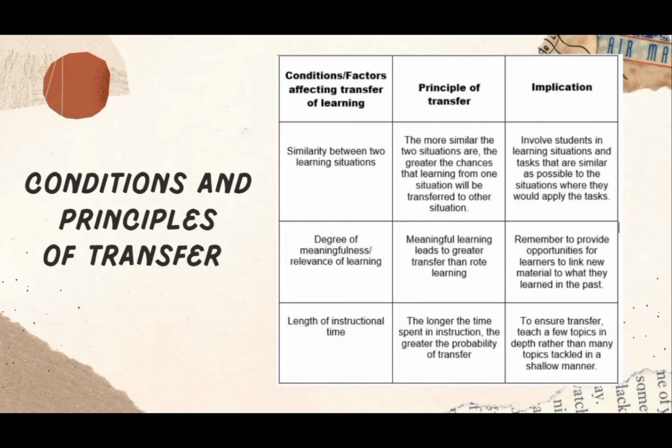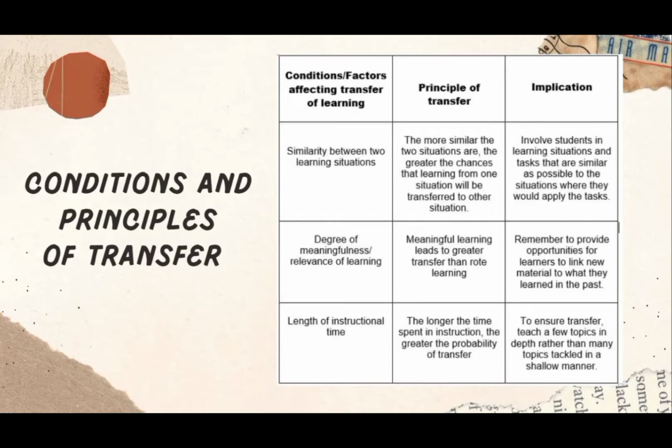So the first of the condition factors affecting transfer of learning is similarity between two learning situations. Next is degree of meaningfulness, relevance of learning. Third is length of instructional time. The first principle of transfer is the more similar the two situations are, the greater the chances that learning from one situation will be transferred to the other situation. Next, meaningful learning leads to greater transfer than rote learning. Next, the longer the time spent in instruction, the greater the probability of transfer.